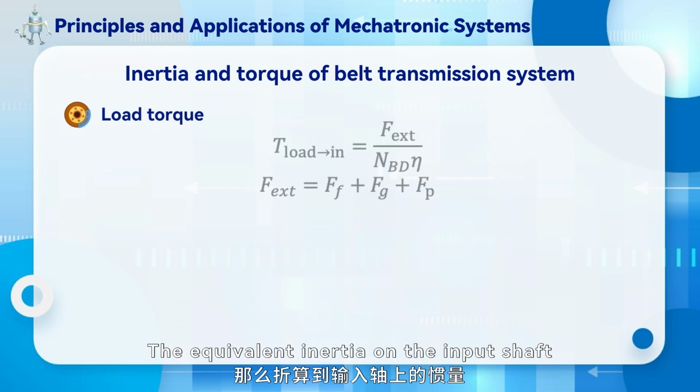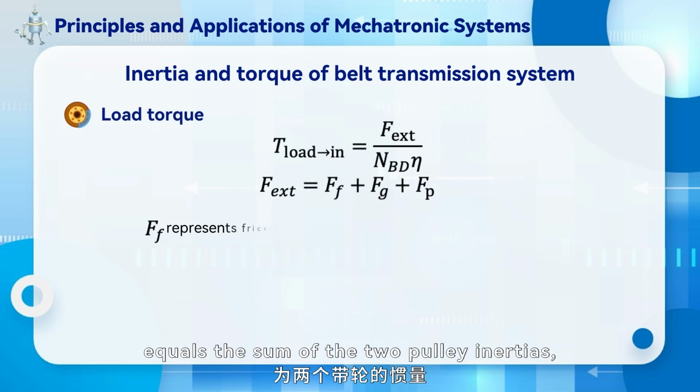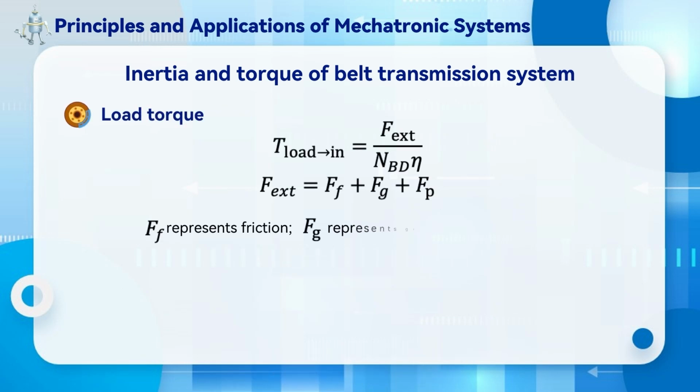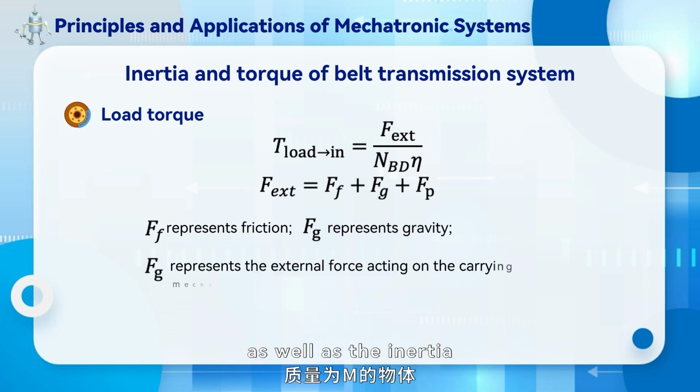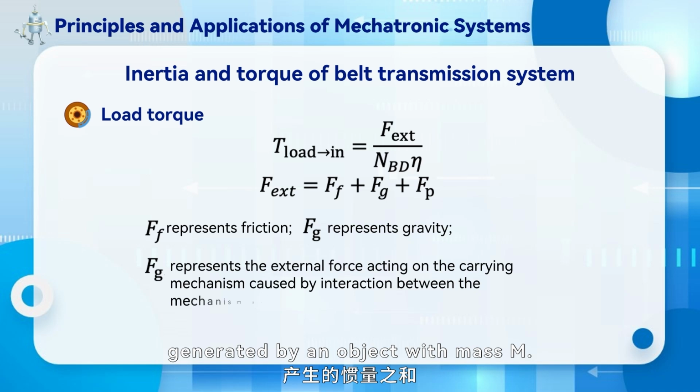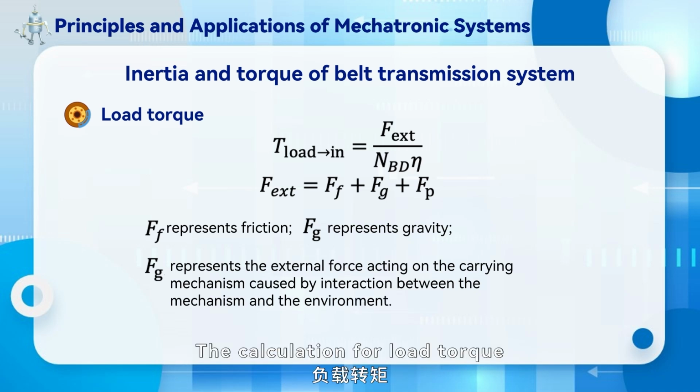The equivalent inertia on the input shaft equals the sum of the two pulley inertias, the load inertia, and the coupling inertia of the load, as well as the inertia generated by an object with mass m. The calculation for load torque is the same as that for pulleys, as shown in the figure.